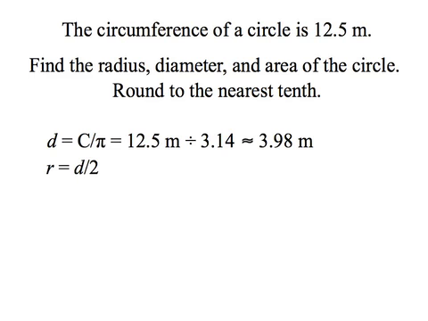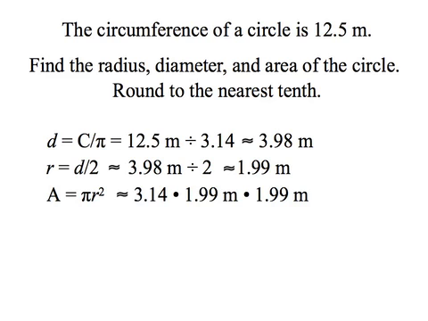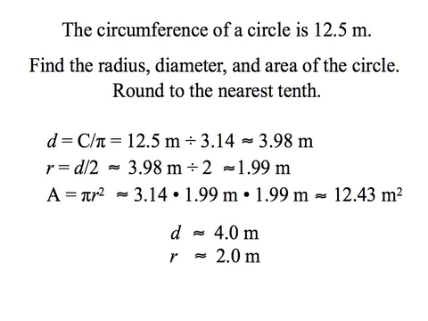Well, now to get the radius, we do the diameter divided by 2. So we plug in the 3.98 divided by 2, and our radius is 1.99 meters. And to get the area, it's pi r squared. And r is 1.99 meters. We do the arithmetic with a calculator, and our area is 12.43 meters squared. Now we'll round everything off to the nearest tenth. Our diameter is about 4 meters, our radius about 2 meters, and our area about 12.4 square meters.